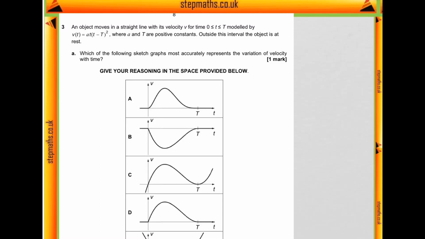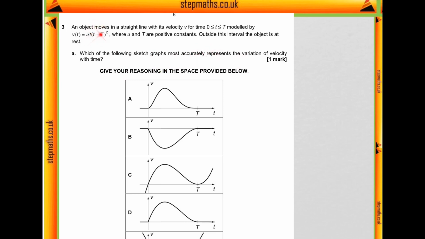In this question, we are told that an object moves in a straight line with velocity v for this time, and it's modeled by this equation here, where a and T are positive constants. Outside this interval, the object is at rest. So we need to give a sketch for the variation of velocity with time.